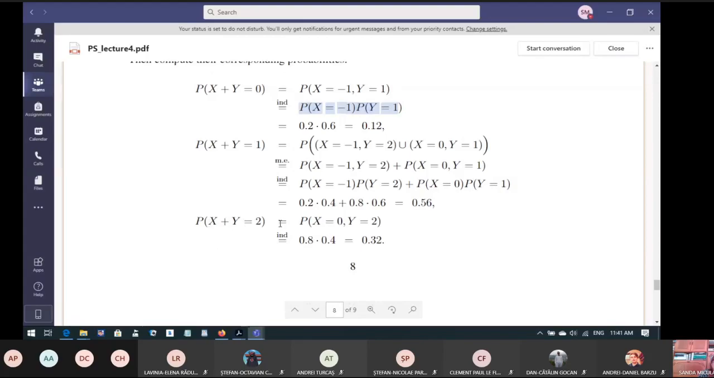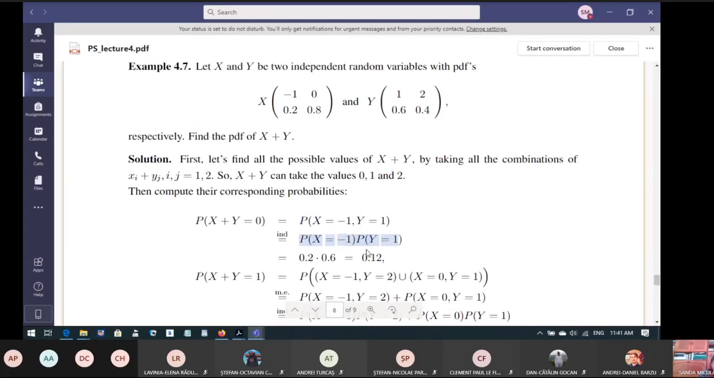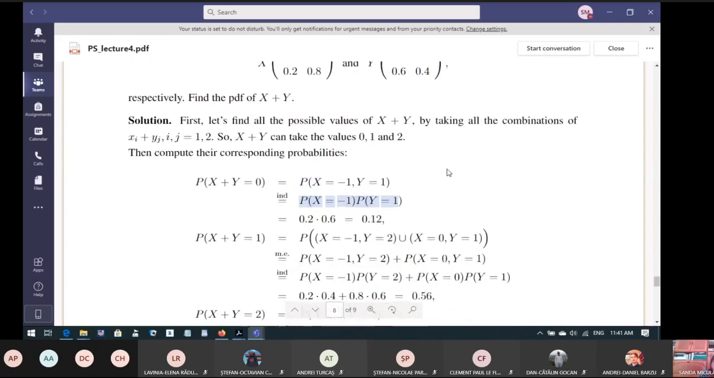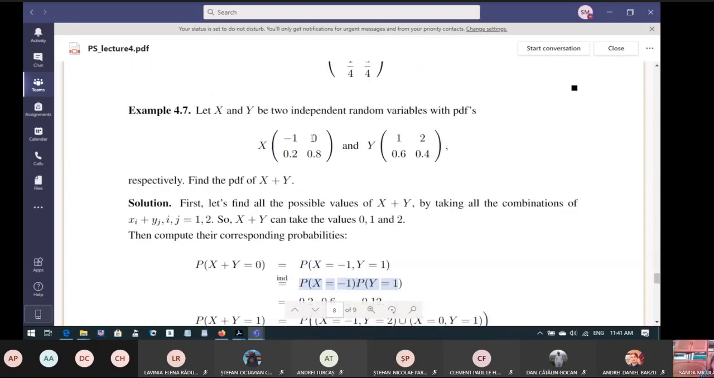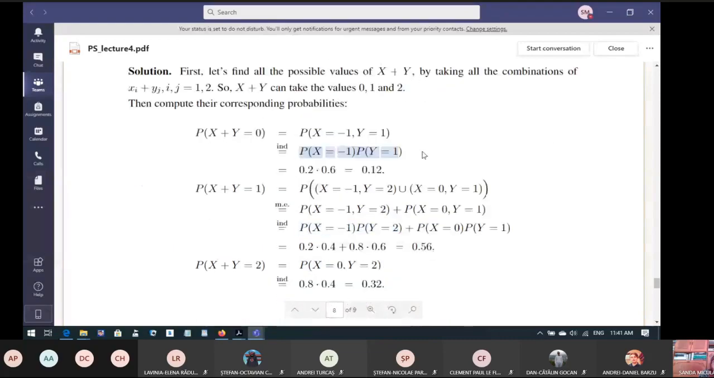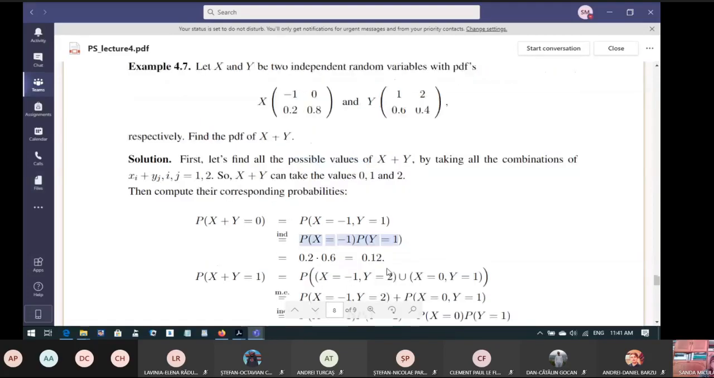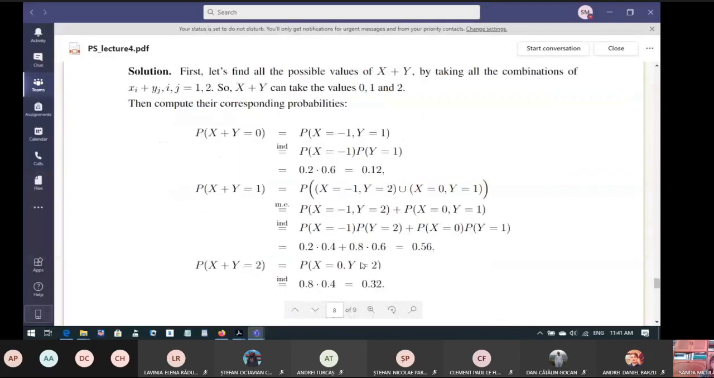Let's move on to the third one because it's just as simple. We get a sum of 2. The only combination to get a sum of 2 is from 0 plus 2, right? The same type of thing. X is 0, y is 2. Because they're independent, this is probability that x is 0 times probability that y is 2. So that's 0.8 times 0.4, 0.32.